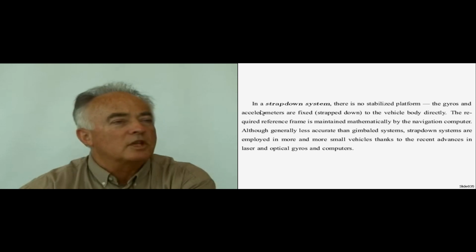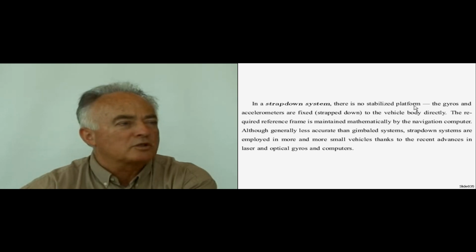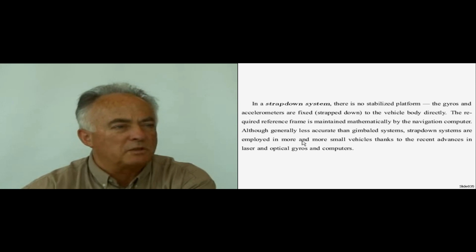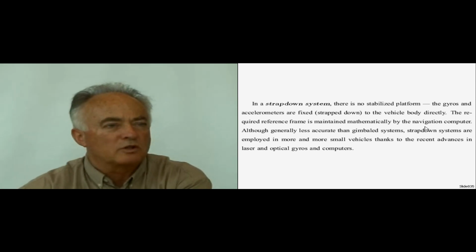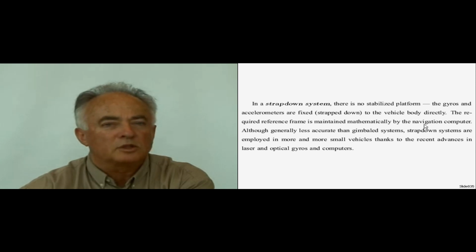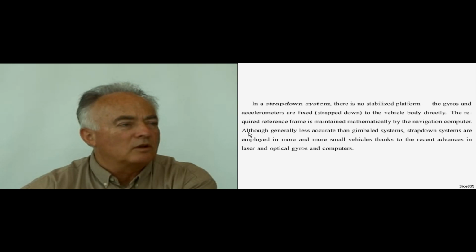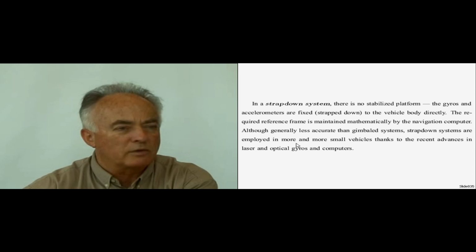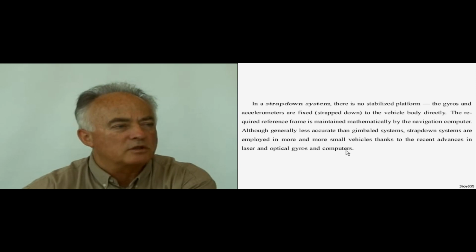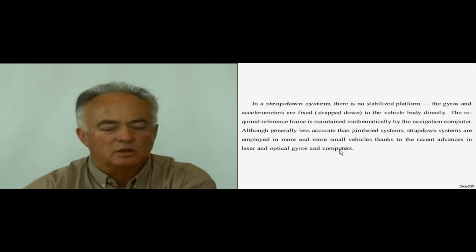In the strap-down system, there is no stabilized platform. The gyros and accelerometers are fixed, strapped down to the vehicle body directly, and the required reference frame is maintained mathematically by the navigation computer. As the platform moves and rotates, we have matrices that describe the translation and the rotation. In general, such strap-down systems are less accurate than gimbal systems. They are employed, however, because one can obtain laser and optical gyros and do all the computations these days very easily. So overall, strap-down systems are preferred these days.